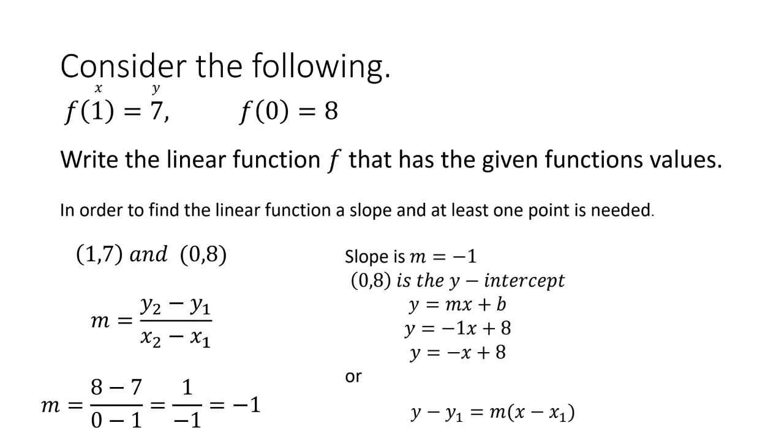Now, I could have also used my point slope formula if it didn't give me the y-intercept, or if you didn't see that this was a y-intercept. You would still get the same answer if you use the point slope formula, okay?